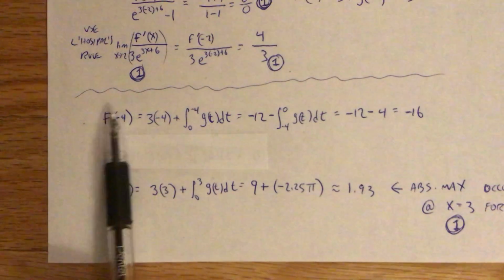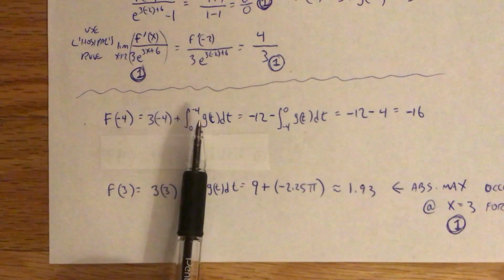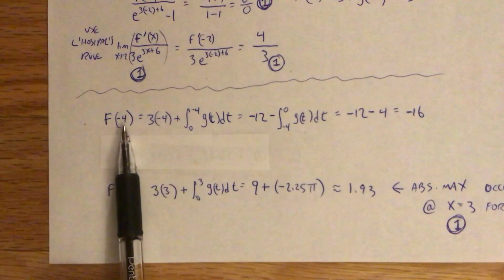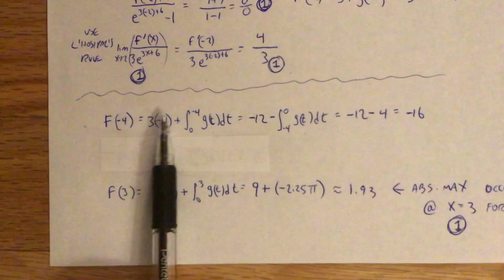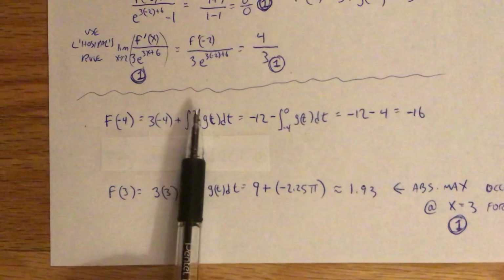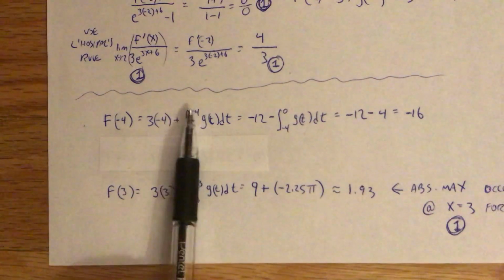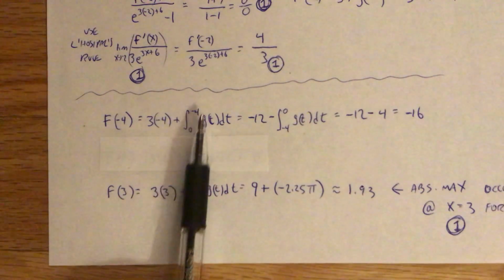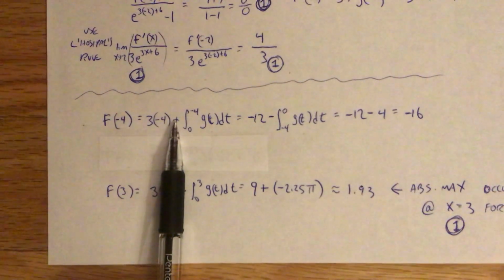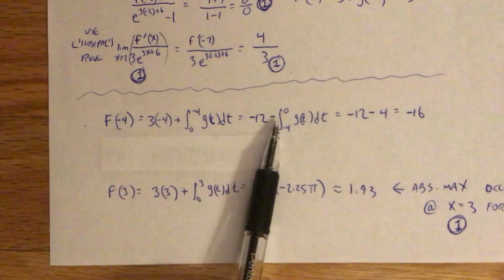Well, I have to plug them into that f function, which was f of x equals 3 times x plus the integral from 0 to x of g of t dt. If I plug negative 4 in, I'm going to get negative 12, plus the integral from 0 to negative 4. We don't like when the integral's backwards like this. I'd rather go from left to right instead of right to left. So I'm allowed to switch the limits of integration so long as I change the sign. So I made it negative 4 to 0 and changed that plus sign to a minus sign.